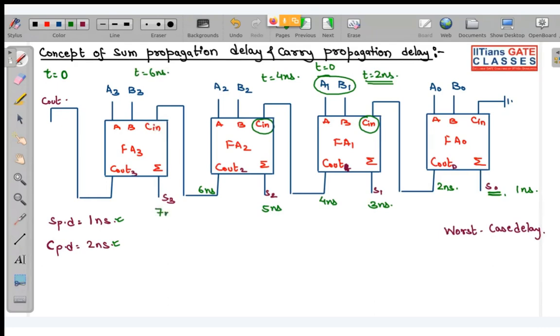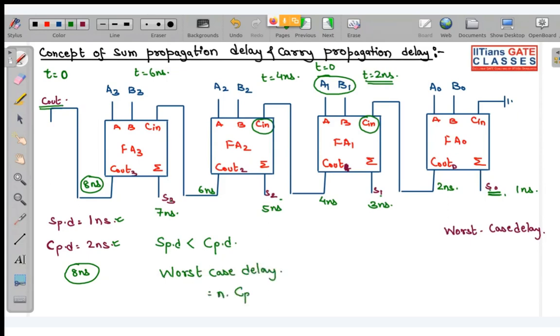After 1 more nanosecond, that is 7 nanoseconds, S3 will be generated, and this C out will be generated after 8 nanoseconds. So your complete set of outputs, C out, S3, S2, S1, S0, is being generated after what? After 8 nanoseconds. So whenever sum propagation delay is less than carry propagation delay, the worst case delay is equal to N into CPD, where N is the number of full adders. Here you can see it is 4. CPD is 2 nanoseconds. So this is 8 nanoseconds, which we got using the analysis of this circuit. This is the formula of worst case delay when sum propagation delay is less than carry propagation delay.